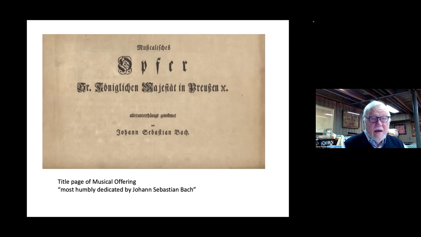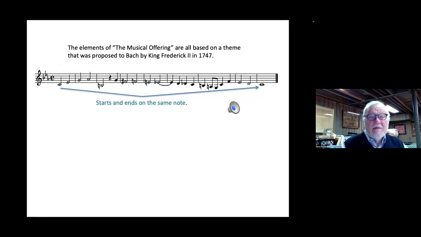And then he sort of challenged Bach to improvise a fugue on a theme that he proposed. So the king sat down at the piano. The king was a musician, actually. He was a flutist. He sat down at the piano and played this melody.